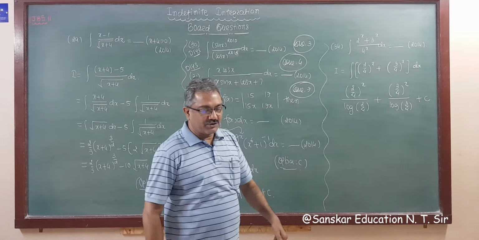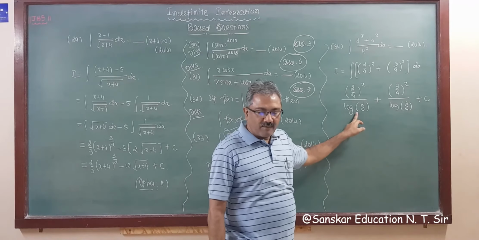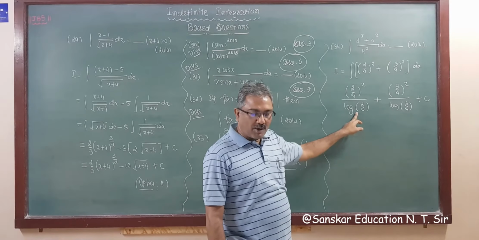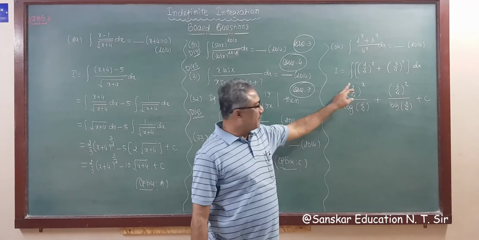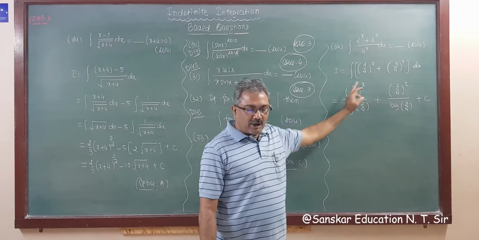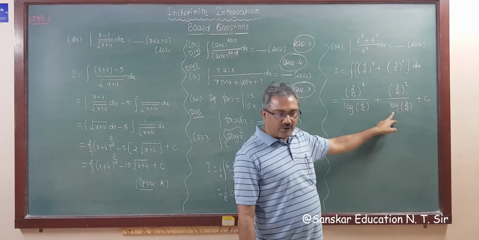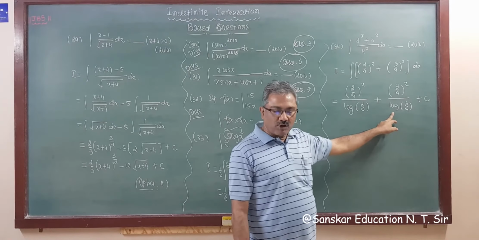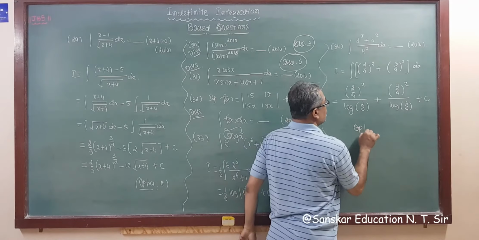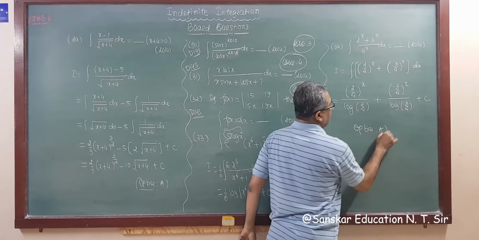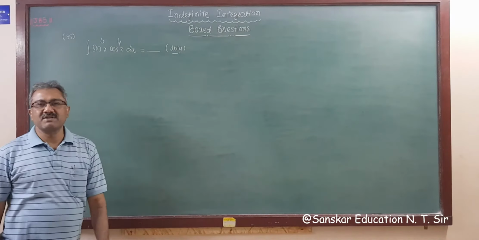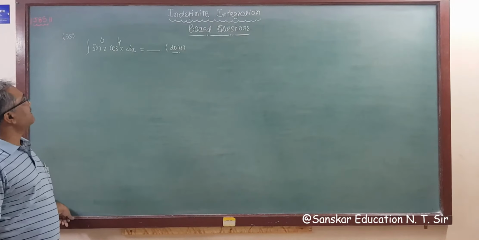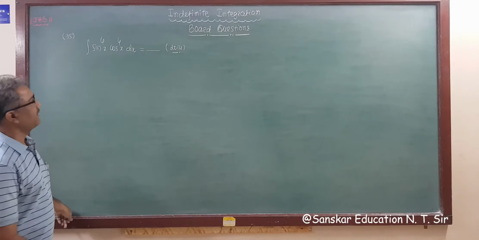And now check your options. So this is 2 by 4, that is 1/2. So (1/2) raised to x upon log half, plus (3/4) raised to x upon log 3 by 4, that is option A, your correct answer. So option A is your correct answer. Got it? So, a question from the 2014 exam: integration of sin raised to 4x cos raised to 4x dx, right?